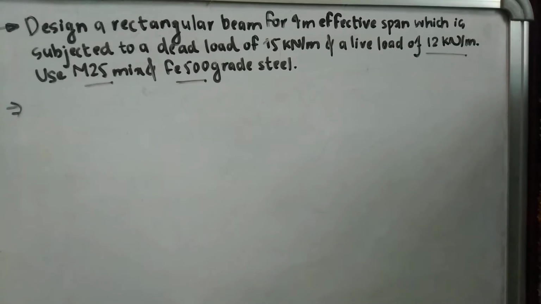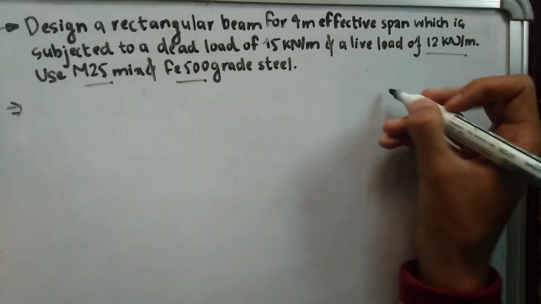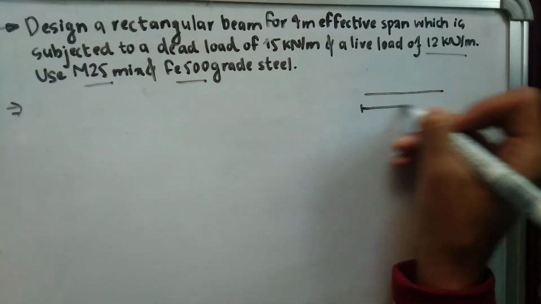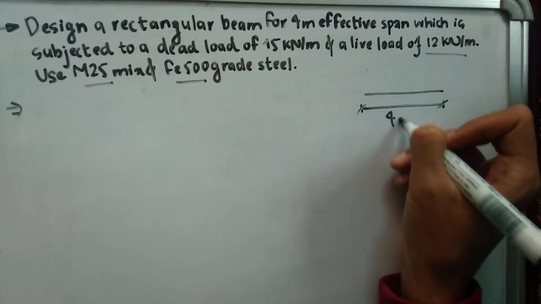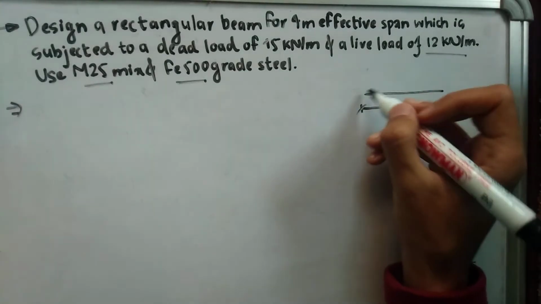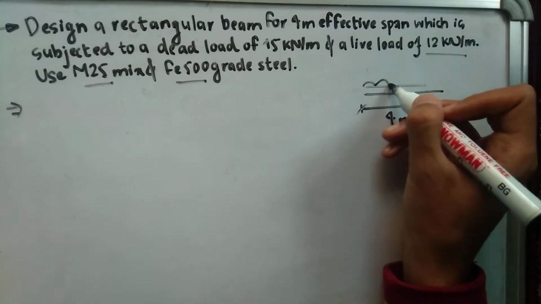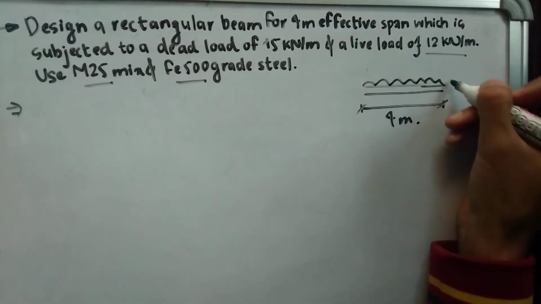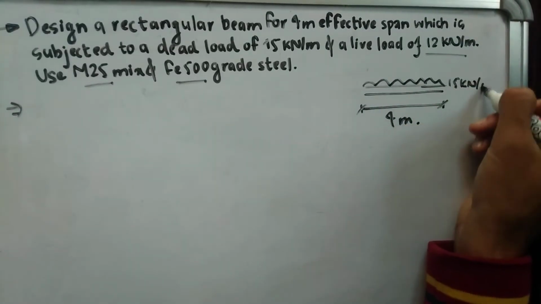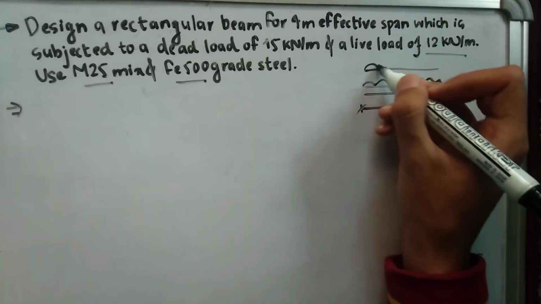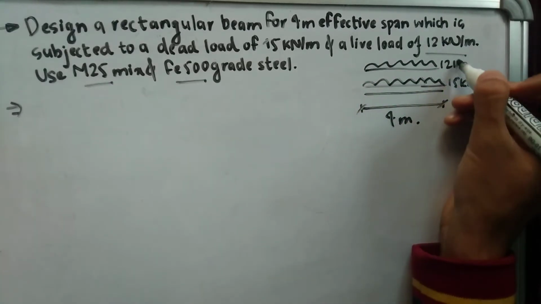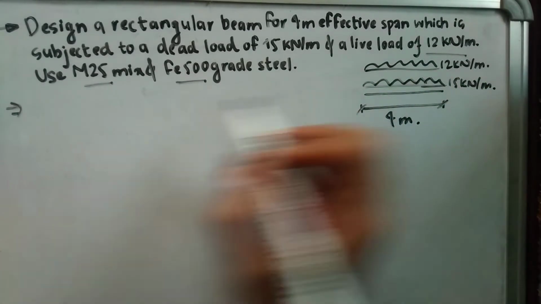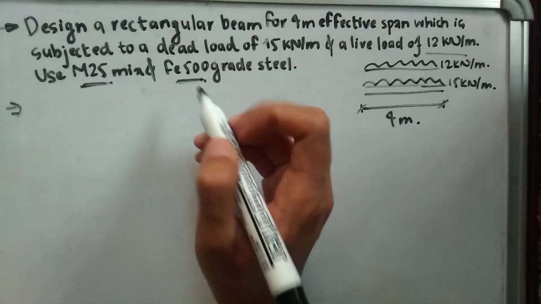Firstly, we have a 4 meter effective span of the beam, and it is subjected to a dead load of 15 kilonewton per meter. Let me just draw the dead load this way. The dead load is 15 kilonewton per meter, and it is subjected to a live load of 12 kilonewton per meter. So we need to design the beam using our M25 mix and Fe500 grade steel.